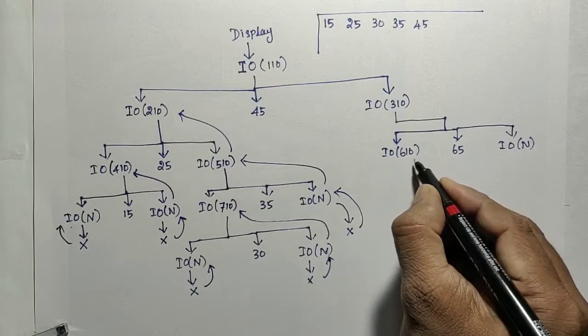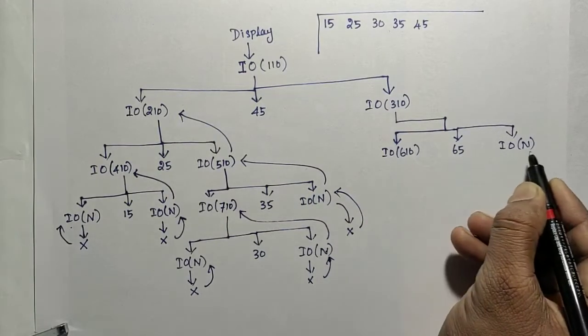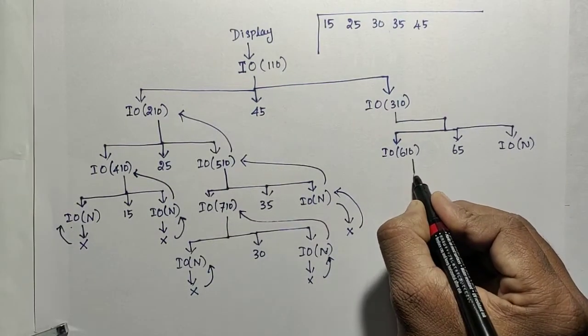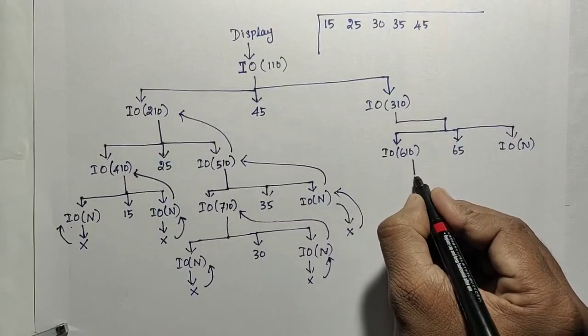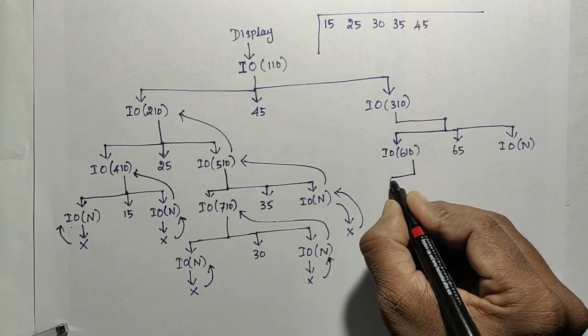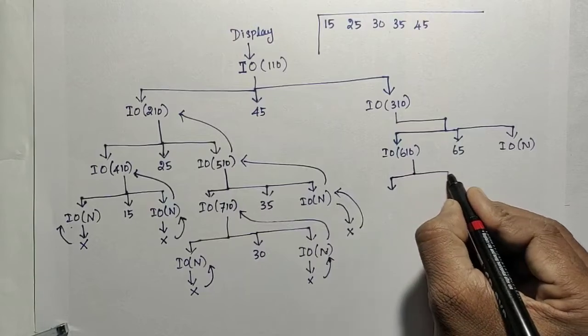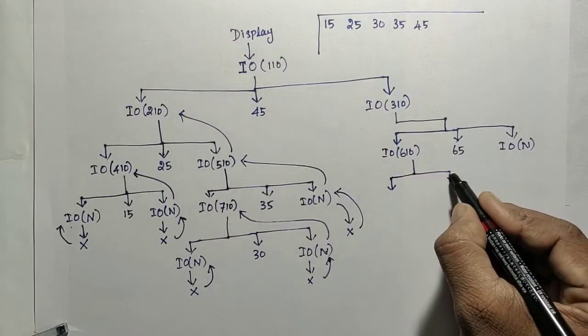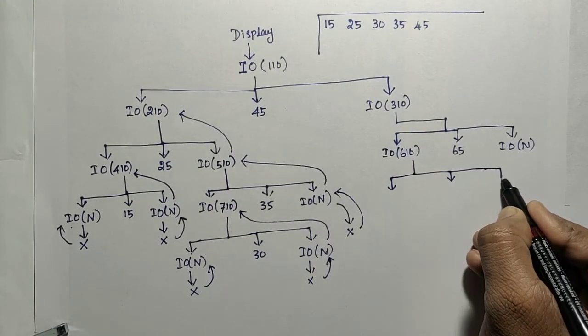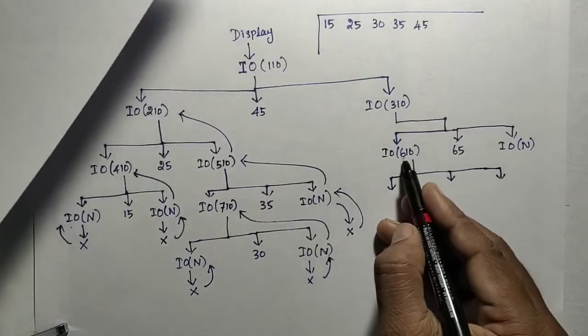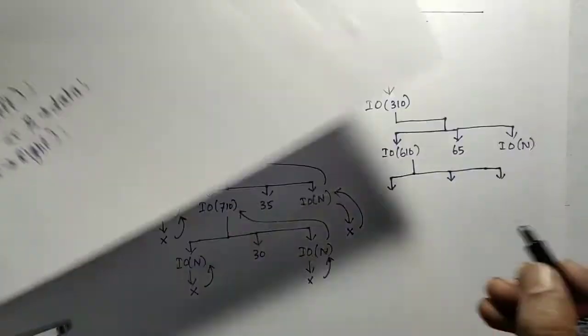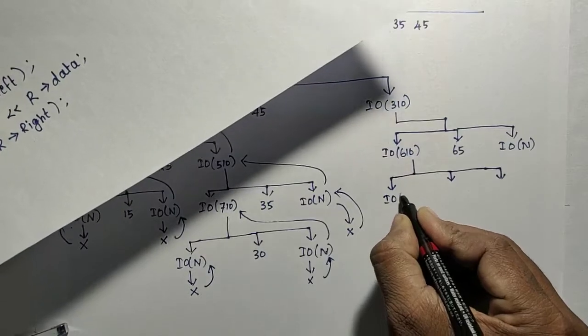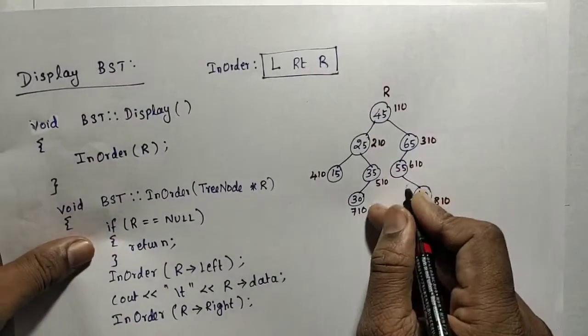First we have to complete this, then you have to go for the 65 and this one. So if you are completing this one, in this case, three statements again. So one is the left of the 610. Left of the 610 is null. So IO of null. 610 left is the null.